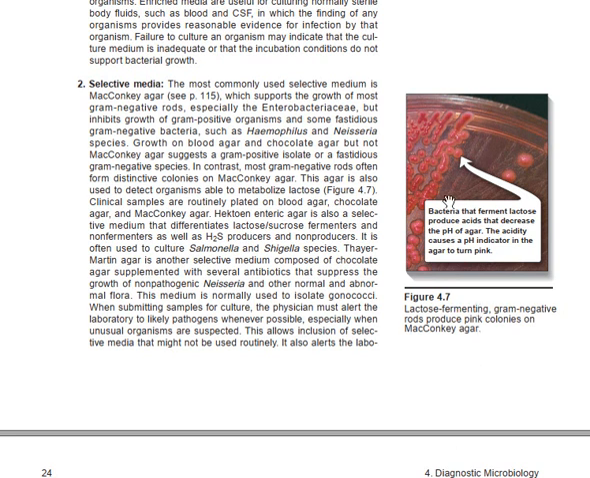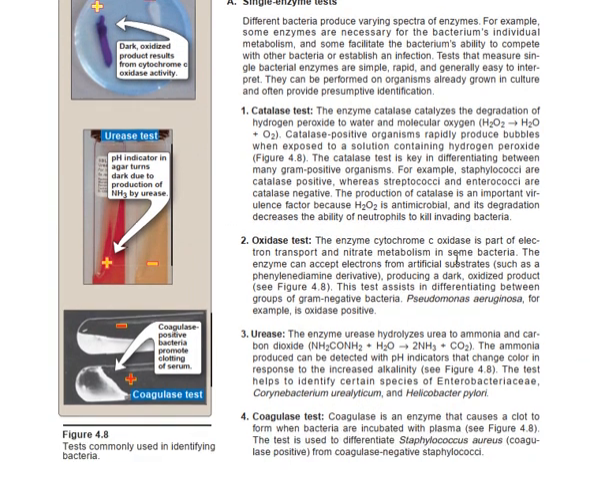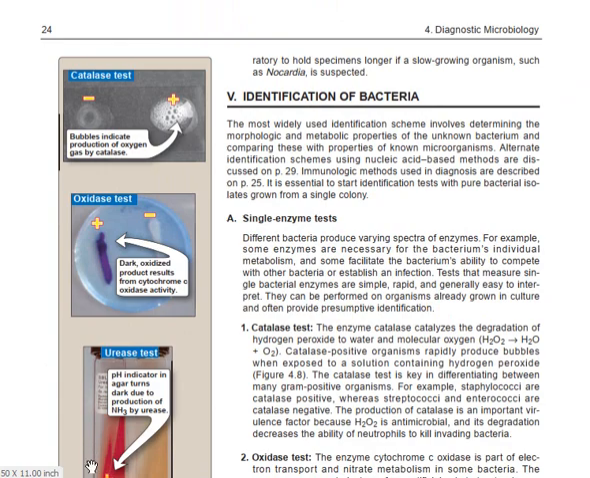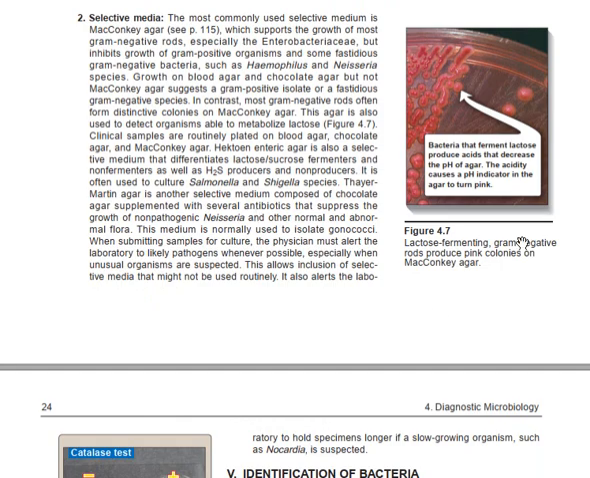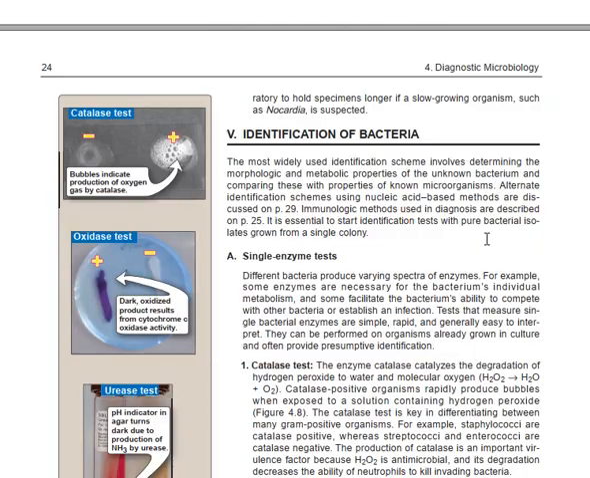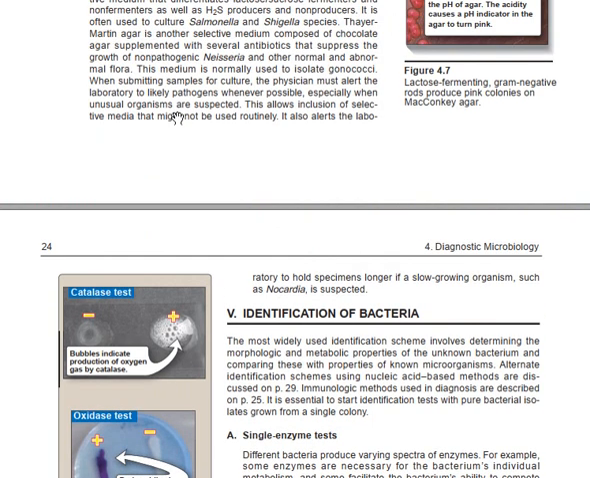agar. For example, bacteria that ferment lactose produce acid that decreases the pH of this agar. Is it clear? And the acidity now causes the pH indicator in the agar to turn pink. Is it clear? So now you have other tests which are commonly used to identify microorganisms. The first test we had here was just culture and sensitivity. Now these tests are other tests which can be used to identify common microorganisms.